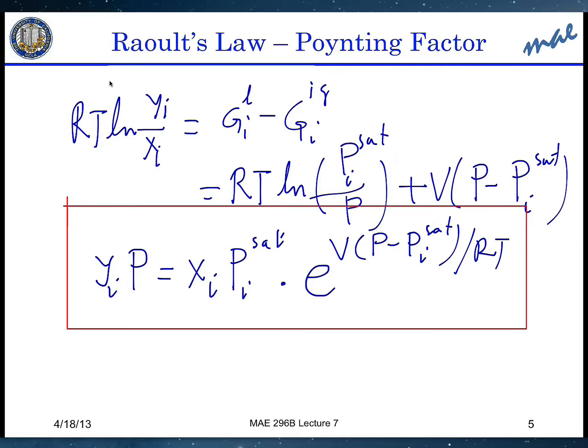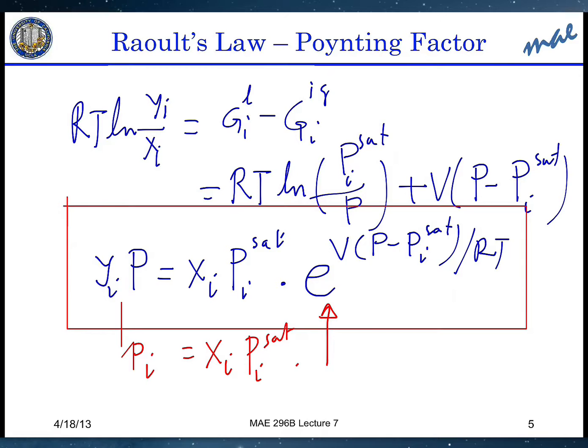that now the partial pressure of species i, which is this term on the left hand side, P sub i, is equal to, it is true that it is xi times Pi sat, but you have a factor here, and this factor is called the Poynting factor. So we have now a new factor in the exponential that we can estimate if we know the pressure and the saturation pressure of each species.